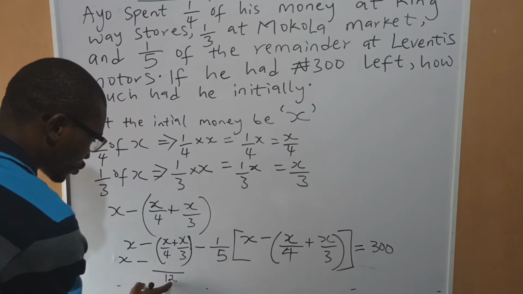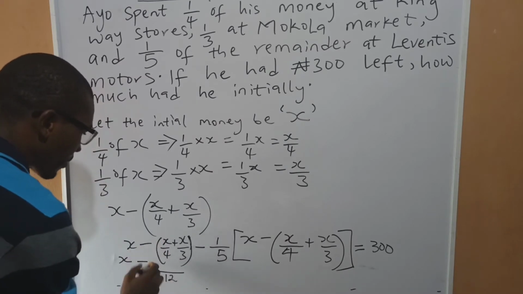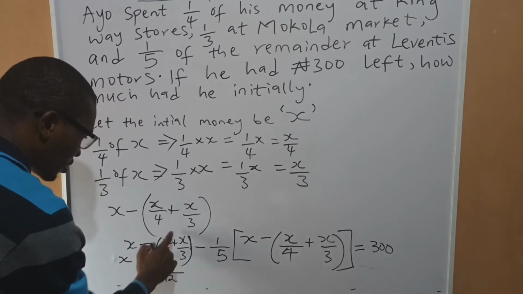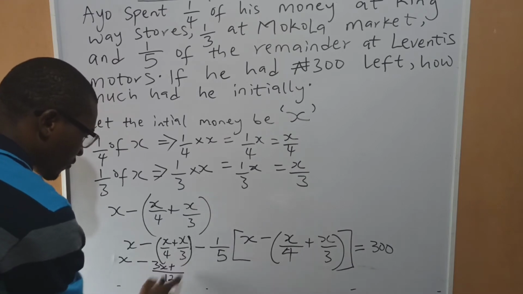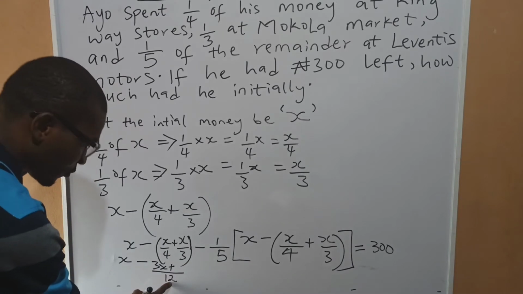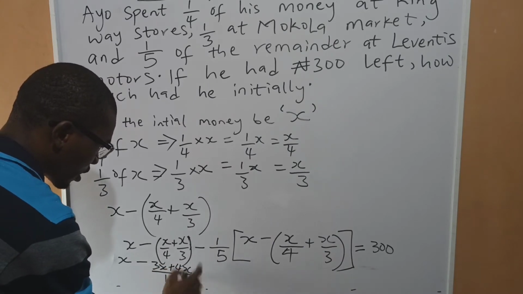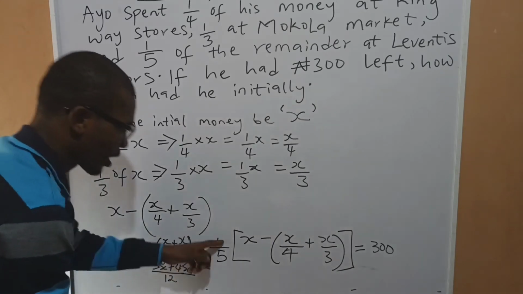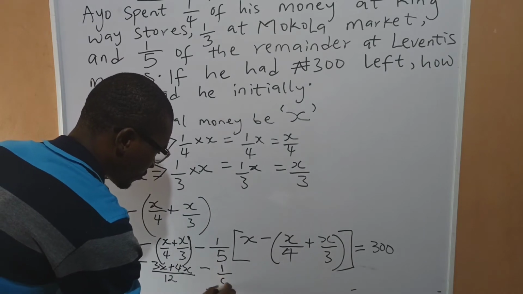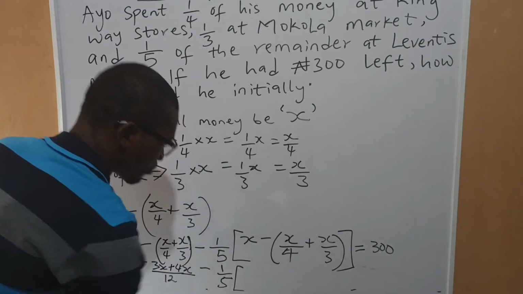Then 4 divide 12 is 3, and 3 multiplied by x is 3x. Then that is plus 3 divide 12 is 4, and 4 multiplied by x is 4x. Then minus, then we have here 1 over 5, all in brackets.